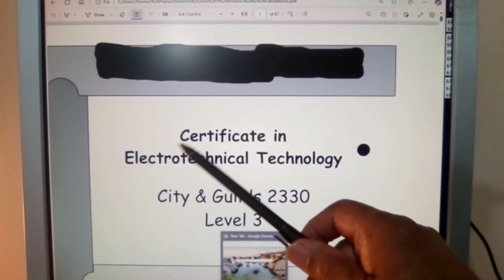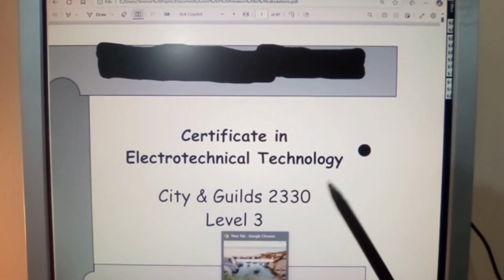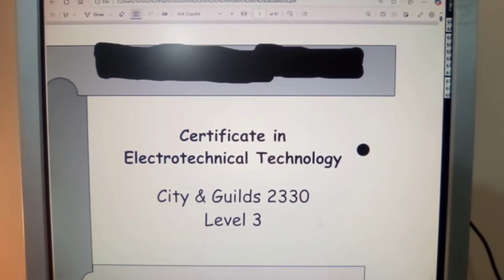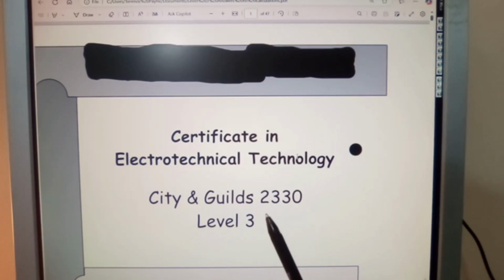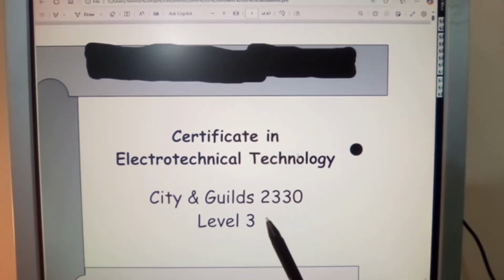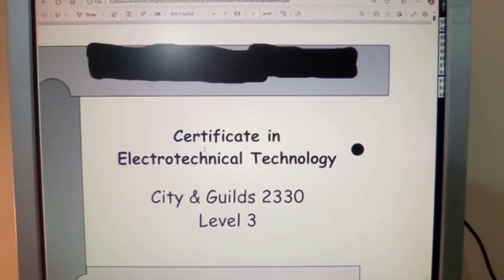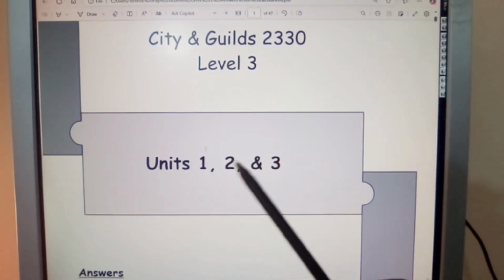What I want to look at is the Certificate in Electrotechnical Technology, City and Guilds 2330. Now remember that this number may have changed, but the technology and the knowledge still remains the same. So we're going to look at units 1, 2, and 3.